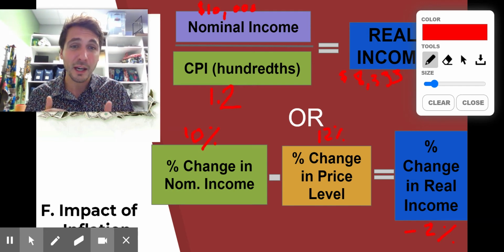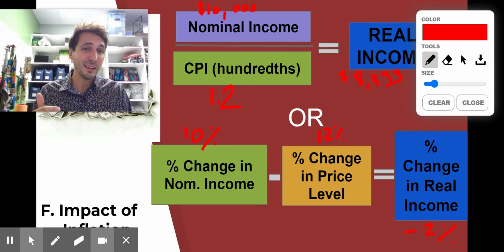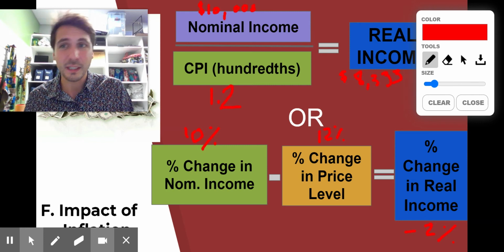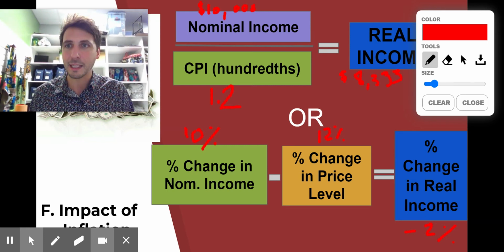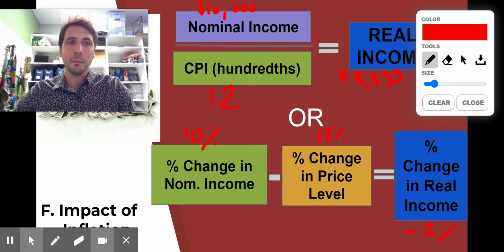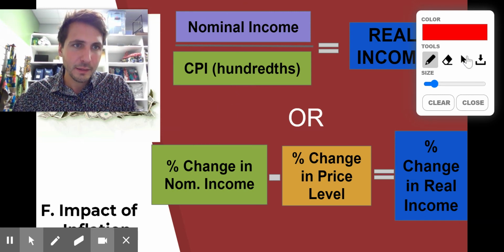The only time that our price level is going to have a big negative consequence is when price level is outpacing income, which is exactly what's happening here. People are getting poorer. I can buy 2% less than I could before this inflation hit.